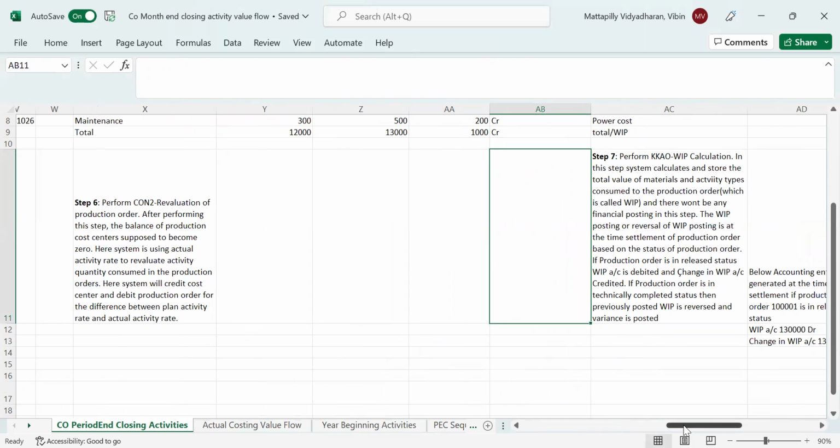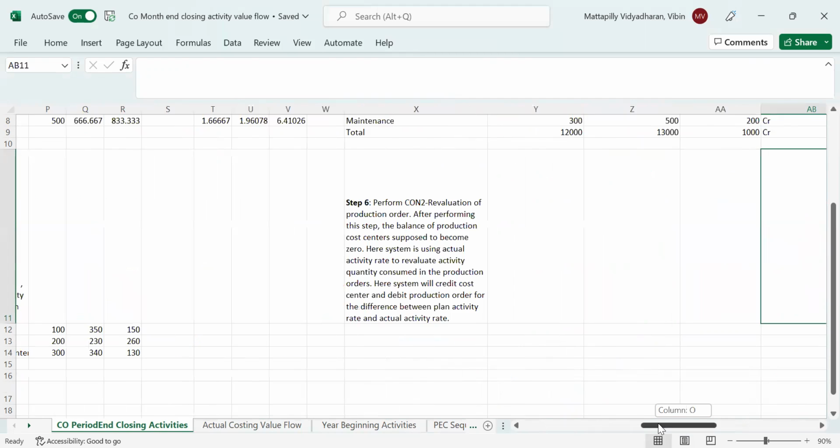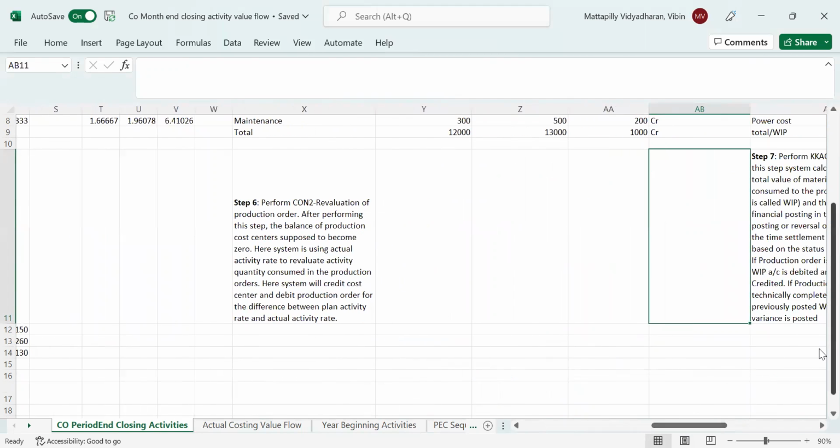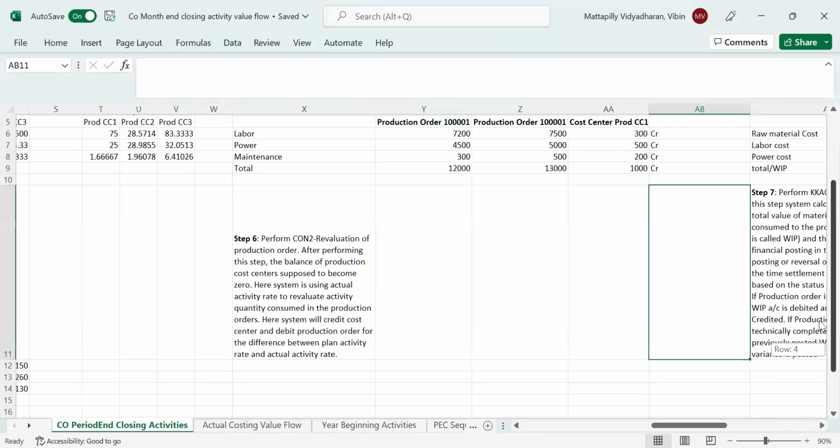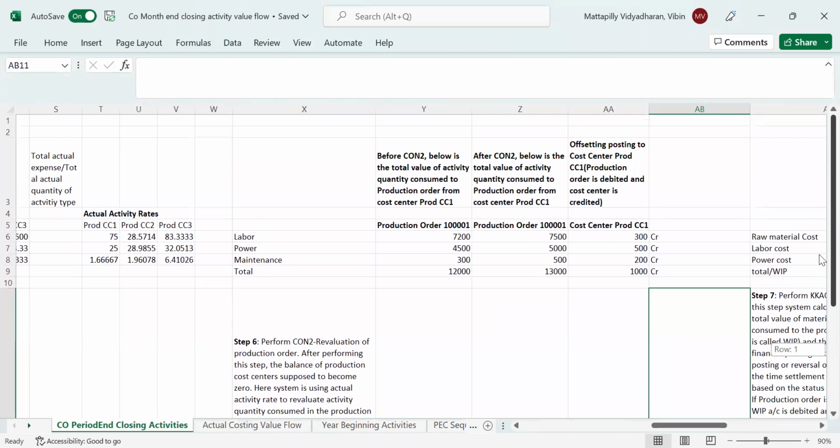That is CON2. So this is the second checkpoint in the month-end closing activity where we make sure that the balance of all production orders becomes 0. In the first video we discussed the first checkpoint, after actual assessment cycle, where the balance of common cost centers becomes 0. In the second video we discussed revaluation of order, where all your production cost centers become 0.